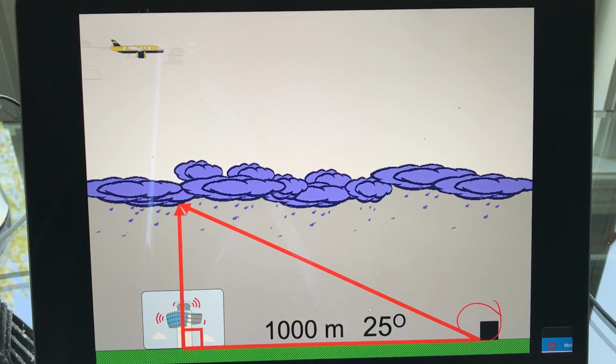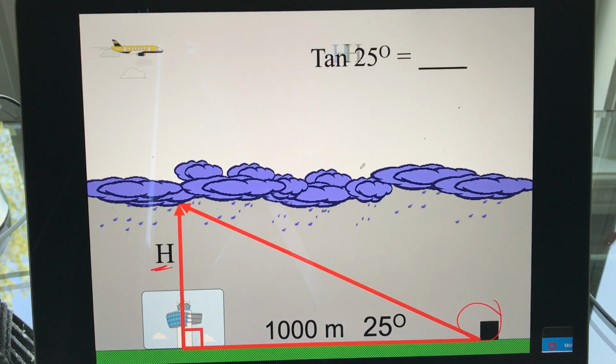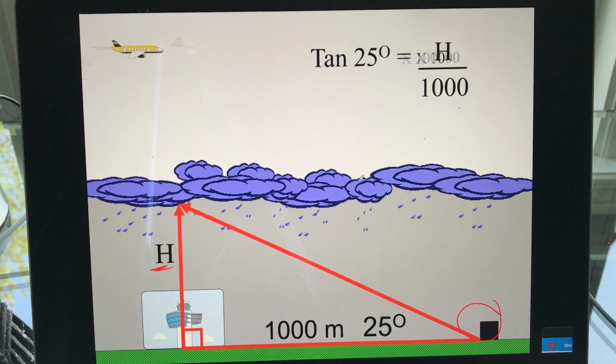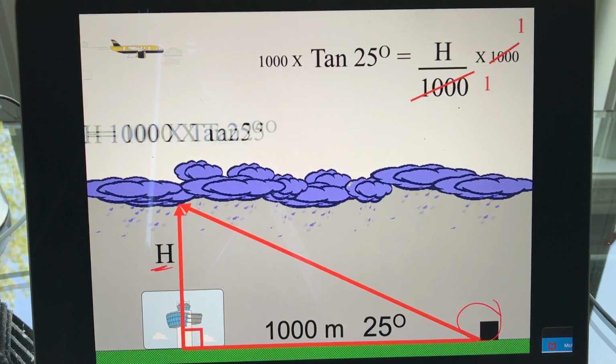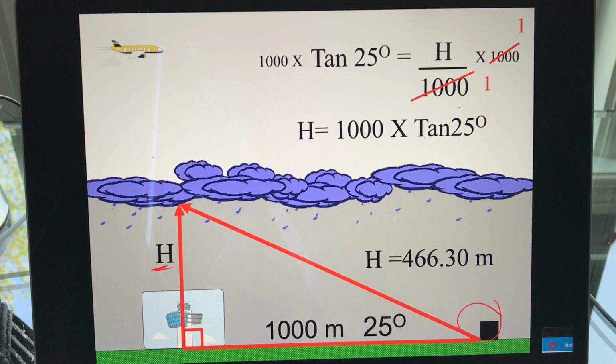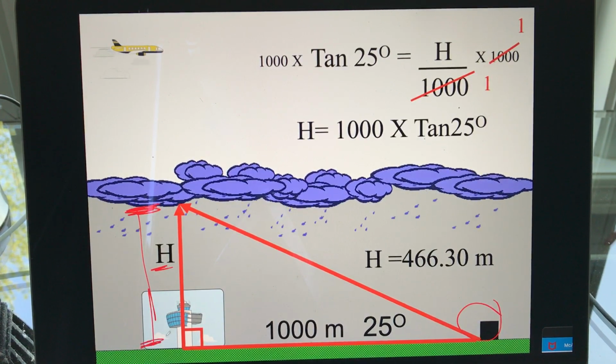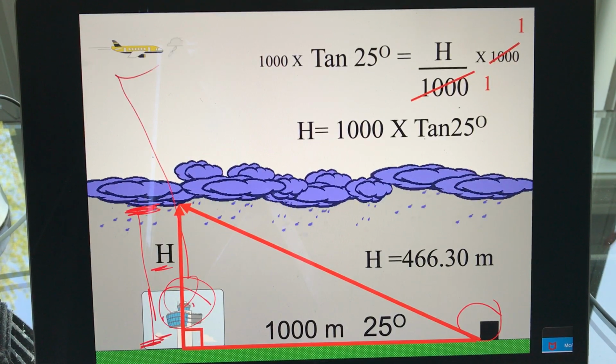It's now 25. So if I were to build my ratio, this is of course h. It's a right angle triangle. I build a ratio, tan 25 is h over 1,000. I do my calculations, and I get a lower number, obviously, for h, 466. So the height now is lower. The clouds would be lower. And then they would communicate that idea up to the airplane.